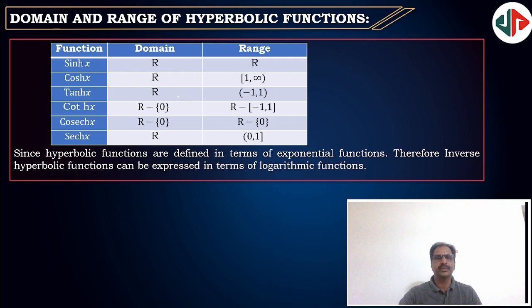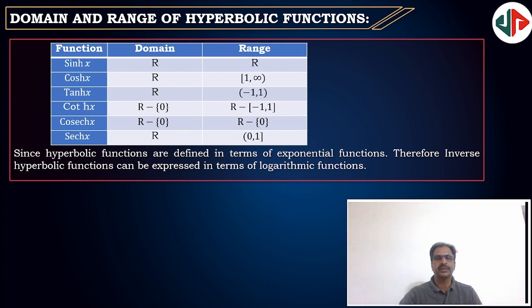Next, tan hx domain is R. Range is open interval minus 1 comma 1. Like that, cot hx domain R minus 0. Range R minus of minus 1 comma 1. Cosecant hx domain R minus 0. Range is R minus 0.